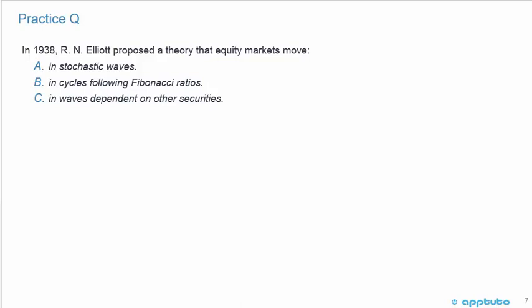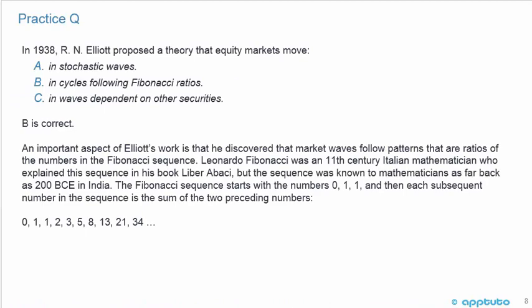In 1938, R.N. Elliott proposed a theory that equity markets move in A, in stochastic waves, B, in cycles following Fibonacci ratios, or C, in waves dependent on other securities. Fairly easy question, good one for a review. B is correct. An important aspect of Elliott's work is that he discovered that the market wave follows patterns that are ratios of the numbers in the Fibonacci sequence.